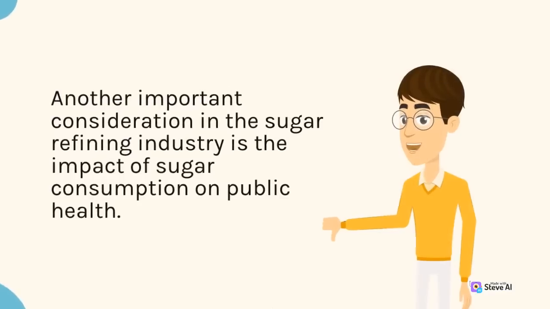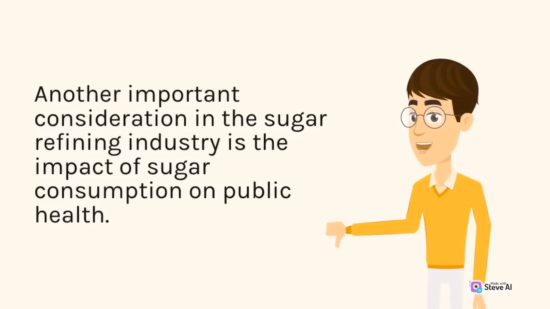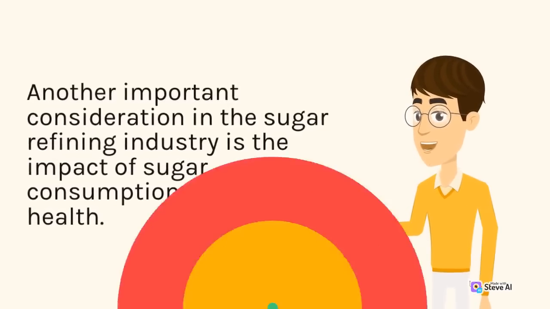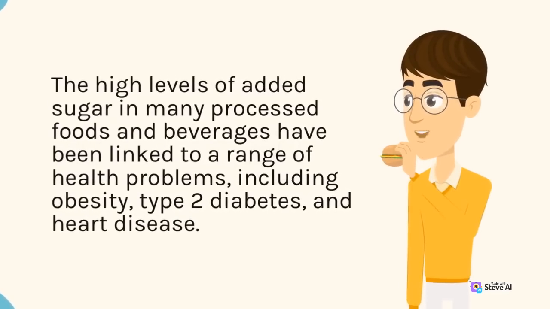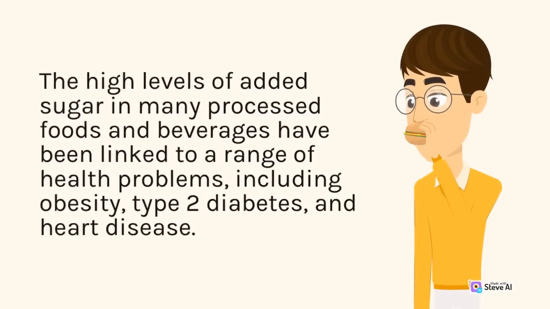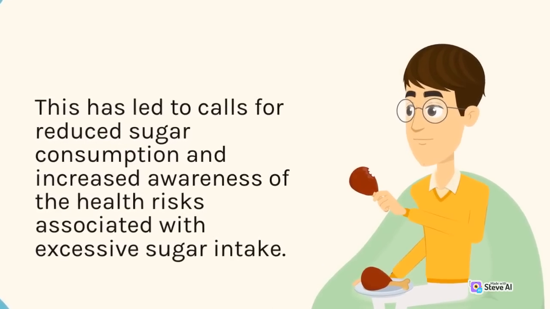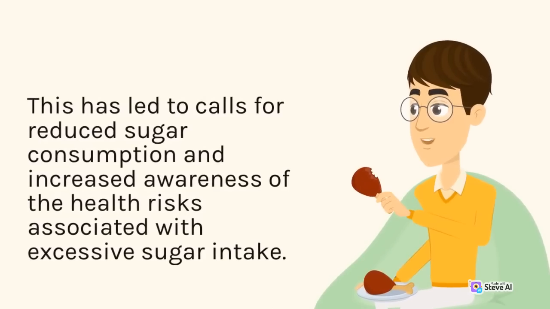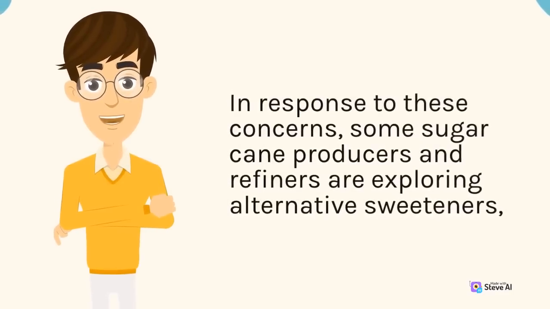Another important consideration in the sugar refining industry is the impact of sugar consumption on public health. The high levels of added sugar in many processed foods and beverages have been linked to a range of health problems, including obesity, type 2 diabetes, and heart disease. This has led to calls for reduced sugar consumption and increased awareness of the health risks associated with excessive sugar intake. In response to these concerns, some sugarcane producers and refiners are exploring alternative sweeteners.